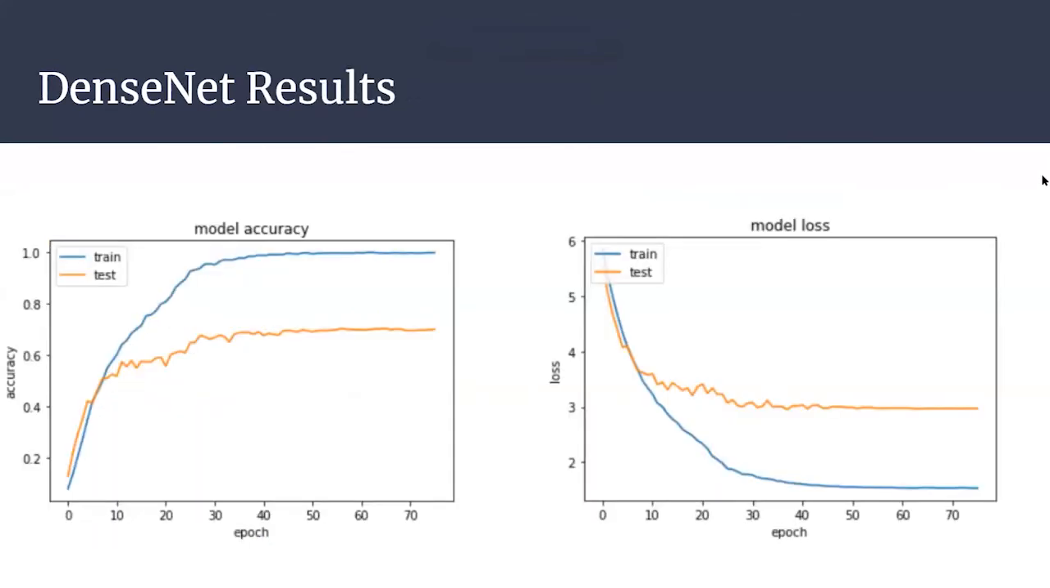Here's the results. The model reaches a validation accuracy of 0.7 after 4.3 hours of training. It suffers from an overfitting problem, like other models we have tried.